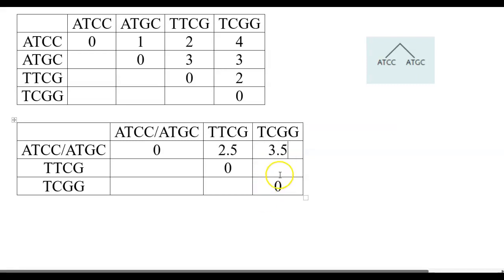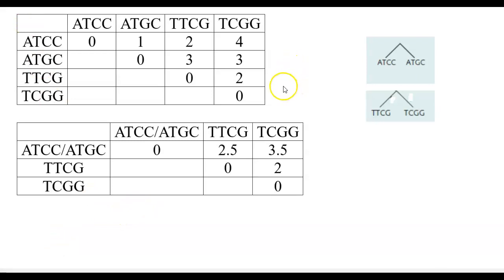And I repeat the same process down here. This is the same, super easy. There's 2 differences between it. Great. So now I've reduced the tree to look like this. And now I'm going to say, okay, in that case, what is the closest relationship that I have? And I have TTCG and TCGG. So that's going to be another branch like this. Let me show you how I would write that. So that is how I would write those.